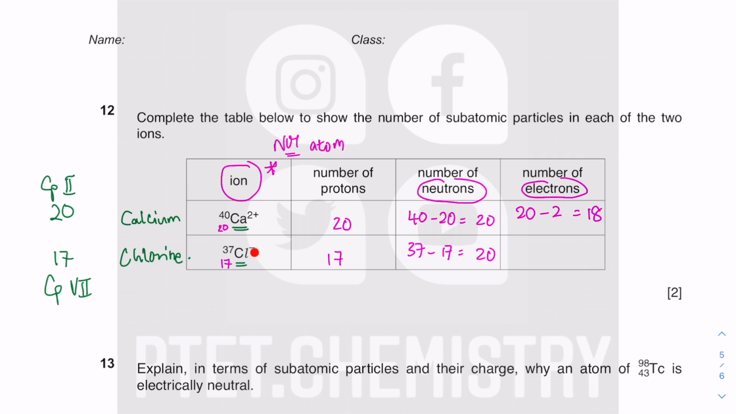You have a negative charge because you have gained electrons. Gained how many? Gained 1 because it's a minus 1 charge. So overall now you have 18 electrons. You have 1 extra electron than protons. That's why you have a minus 1 charge. Shouldn't be that difficult, and it takes 1 mistake for you to lose any of the 2 marks.